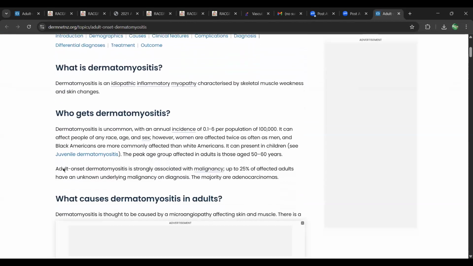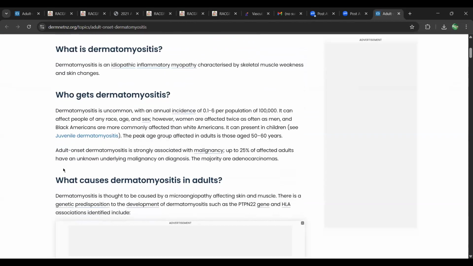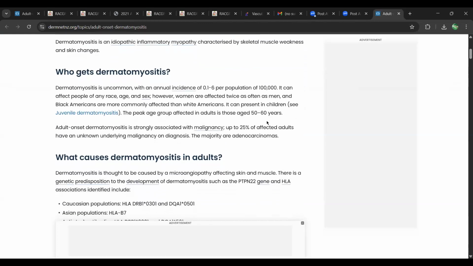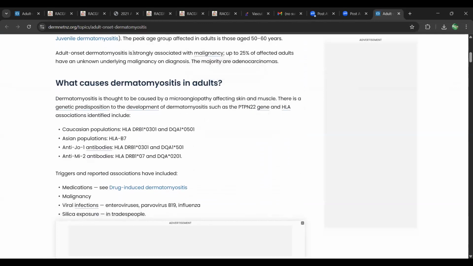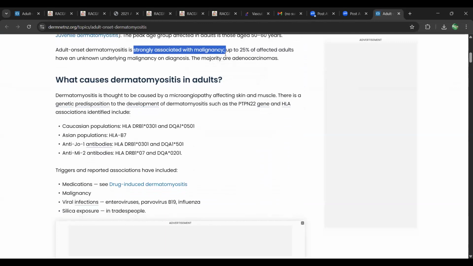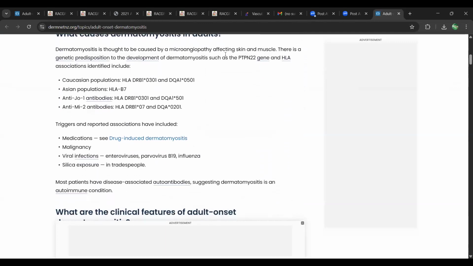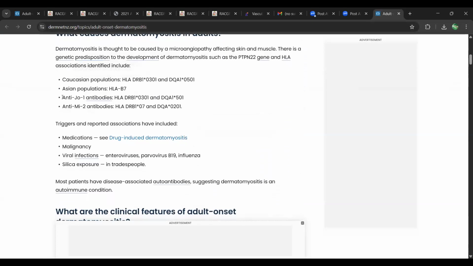So this is about adult onset dermatomyositis. You don't need to know everything, right? Peak age is 50 to 60. It's strongly associated with malignancy, right? Just know that. And then there are some gene associations as well.